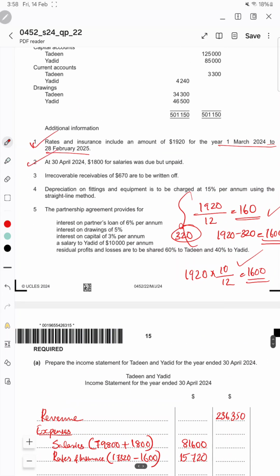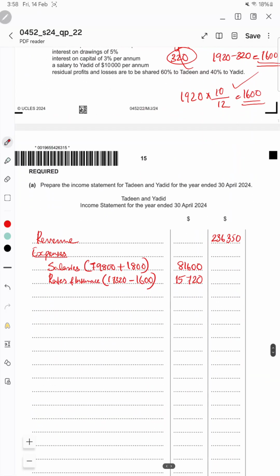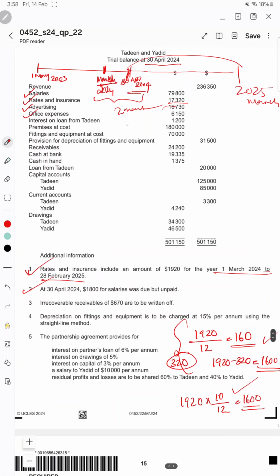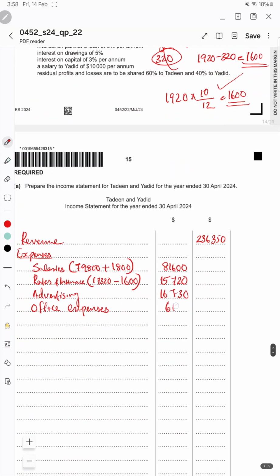Rates and insurance and salaries. The next one is advertising. For advertising, there are no adjustments, so directly take advertising. Advertising is 16,730, isn't it? Next is office expenses. There is no adjustment for office expenses, so office expenses also I'm taking. Office expenses is 6150. So I'm taking that 6150.